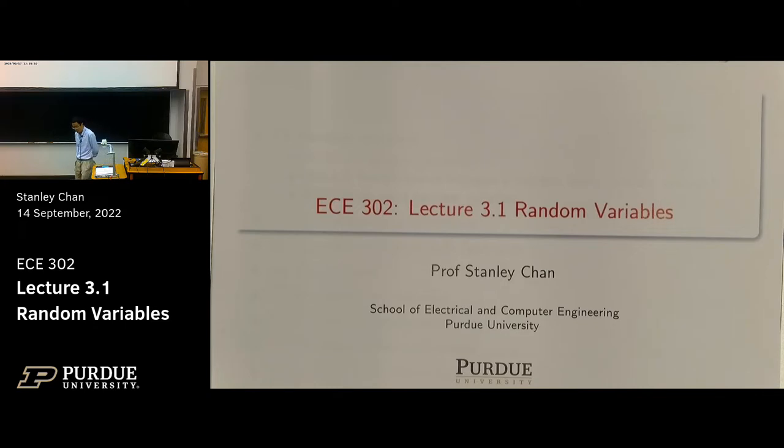So we are now in a new chapter, chapter 3, random variables. If you read the textbook, we have two chapters on random variables. This is the chapter on discrete random variables. And then we have a chapter on continuous random variables, which is chapter 4. Random variables are very useful. They're basically the object that we're going to study in this course.